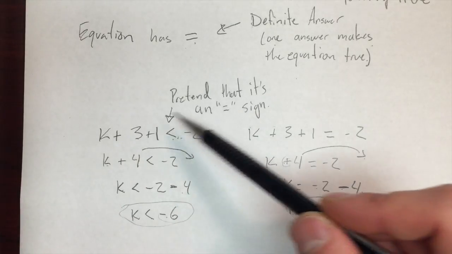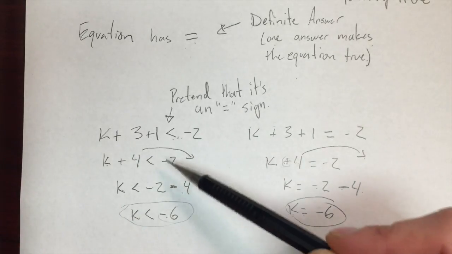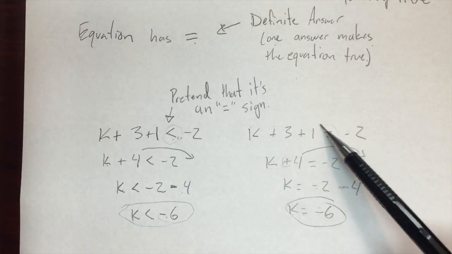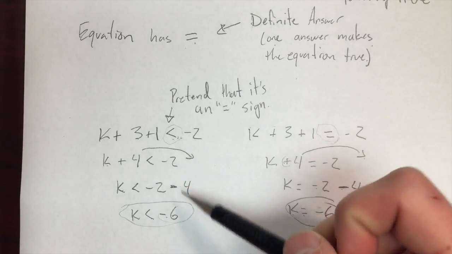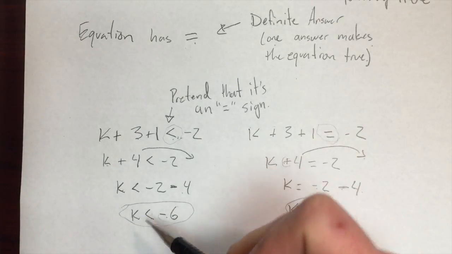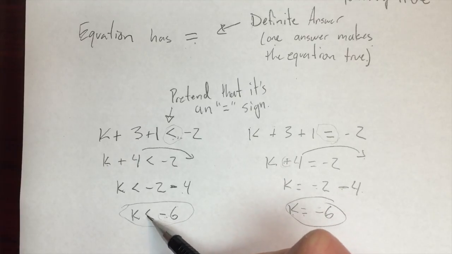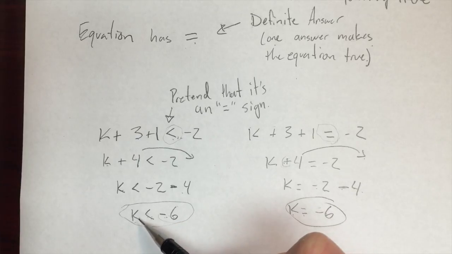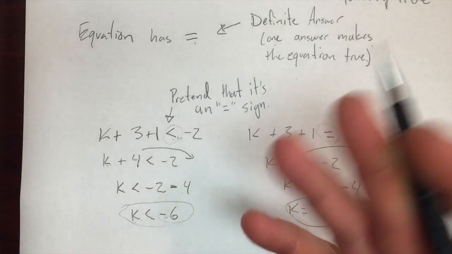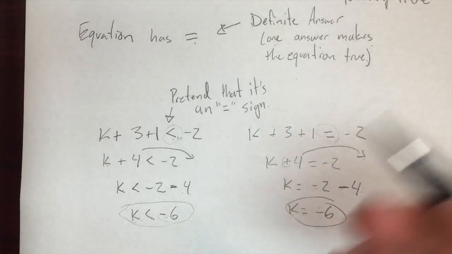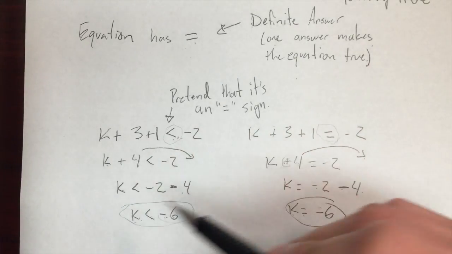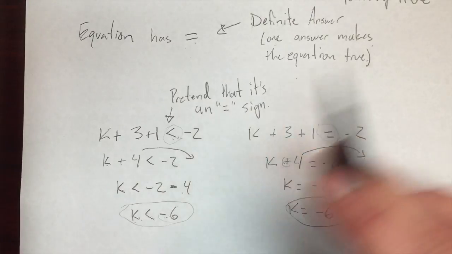So over here, this is the inequality because it has the less than sign. Okay, this is an equation because it has an equal sign. All right, in the inequality over here, we have a negative 6 and a less than sign. K is less than negative 6. That says that k can be any number less than negative 6. Negative 7, negative 125, negative 1,032 would all make this equation, or I'm sorry, inequality true.